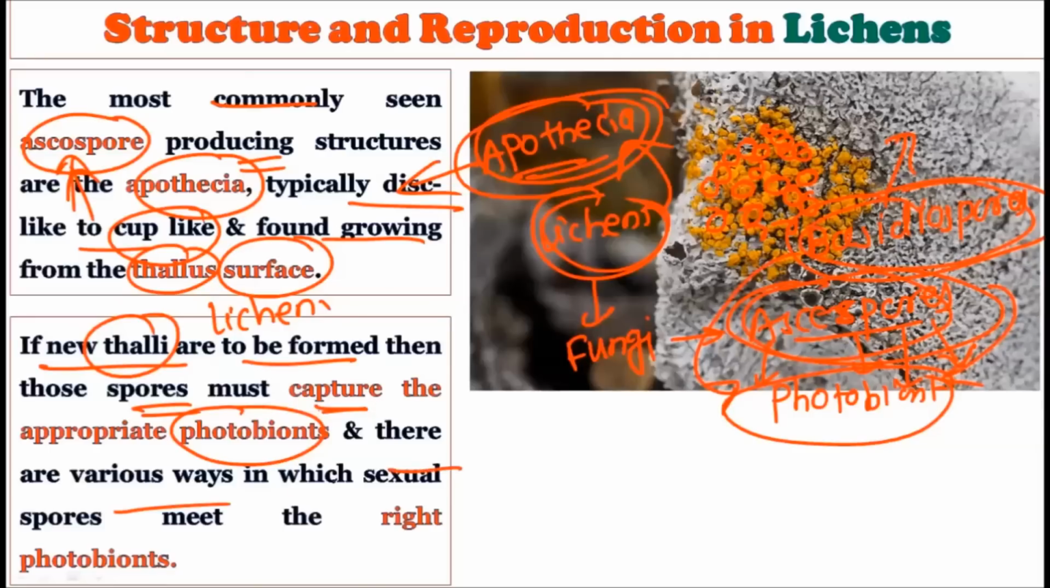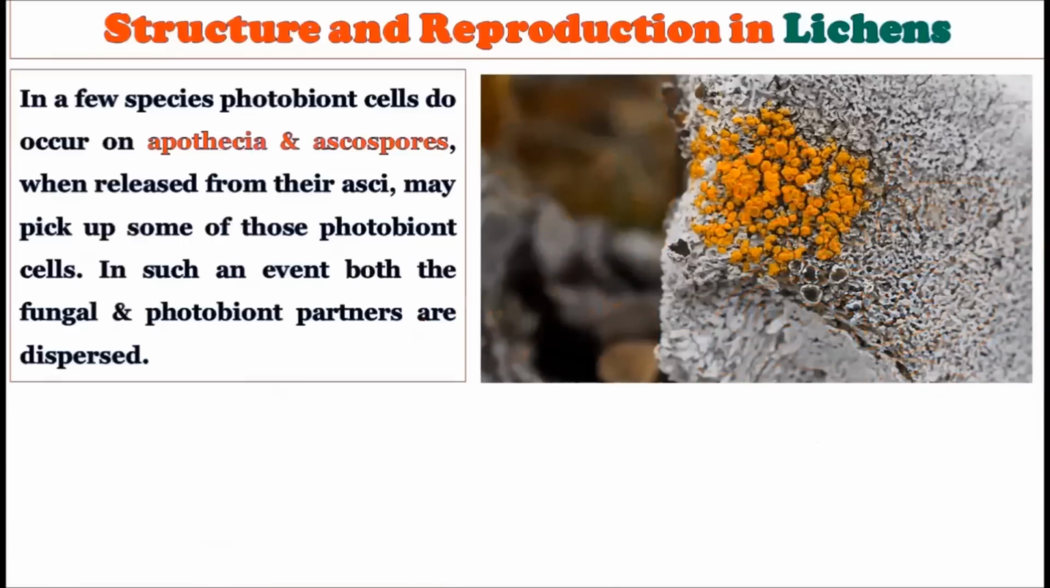There are various ways in which the sexual spores meet the right kind of photobiont. How will they meet the right kind of photobiont? For that, various types of ways are there. Let us consider one of them. Okay, now see, in a few species, the photobiont cells do occur on the apothecia. Now, apothecia is that structure on which these ascospores are created.